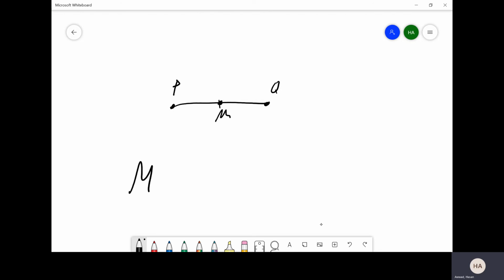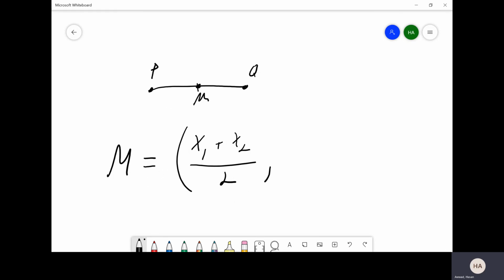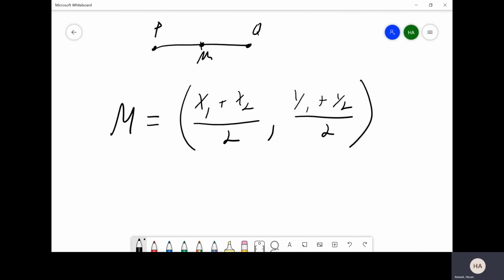So we say our midpoint formula is as follows: x1 plus x2 over 2. Because there's only 2 points that we care about, P and Q, we just divide by 2, and then we've taken the average of the X components. And we do the same thing for Y. So y1 plus y2 divided by 2. And this is your midpoint formula. So let's go ahead and do a quick example together.